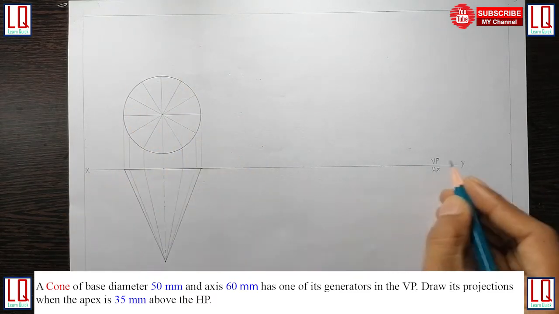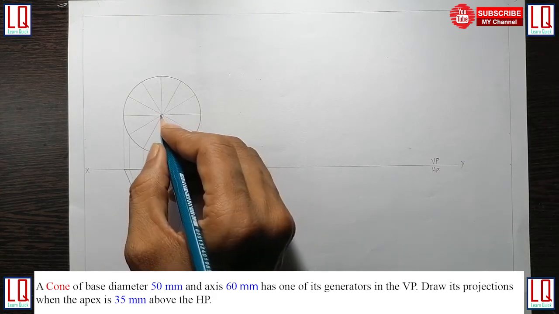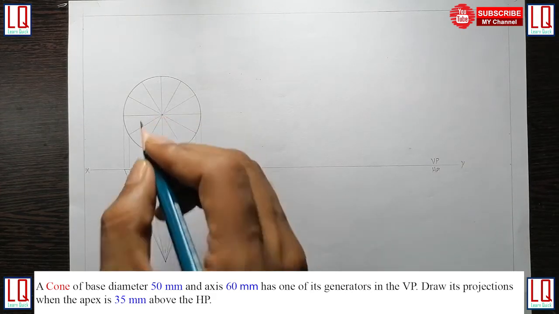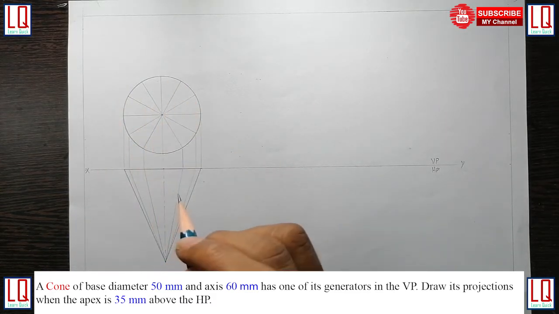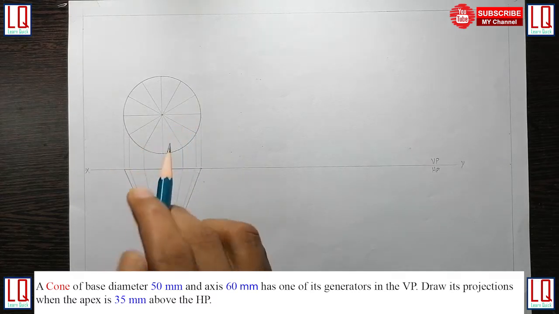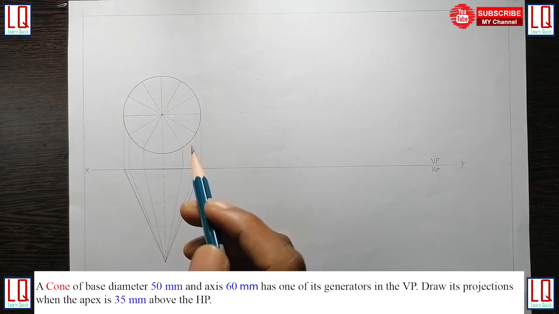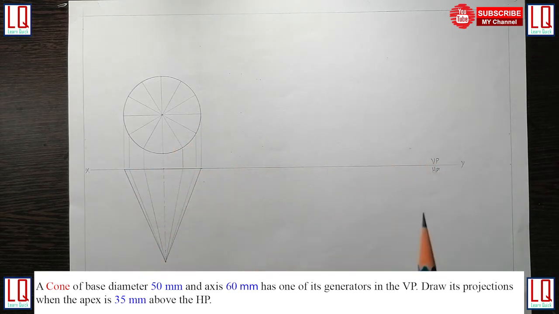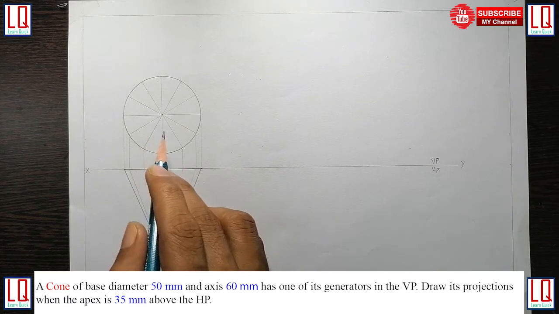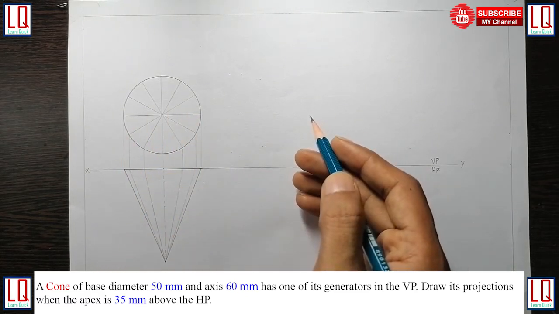First draw the XY line and measure 35 mm, because in the question it says the apex is going to be 35 mm above the XY line. So keeping this as center, draw a circle. After drawing the circle, I need to divide it into equal parts, let us say 12 parts or 8 parts based upon the diameter of the circle. Here I have divided this circle into 12 parts so that step 4 is going to be very easy for me.